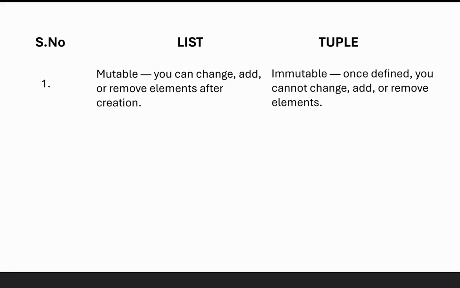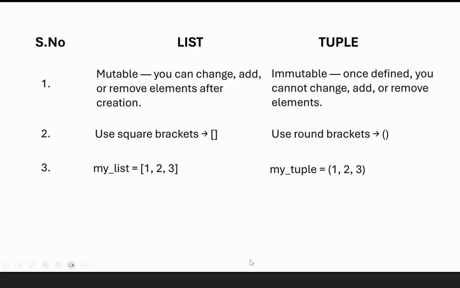So there are many differences between list and tuples. Let us see those one by one. First one: a list is mutable, that is, you can change, add or remove elements after creation, but a tuple is immutable. Once defined, you cannot change, add or remove elements. Second one: for a list we use square brackets and for a tuple we use round brackets, and this is the syntax for creating a list and this is the syntax for creating a tuple.